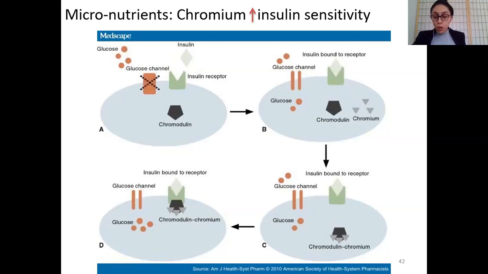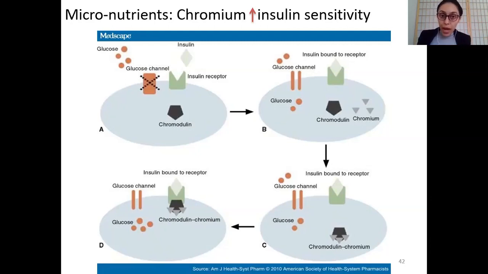Then you will have more chromium usage, and this chromium will be thrown out of the cell into your urine and excreted in the urine. So you will have high chromium levels in the urine, if it's been used like this.